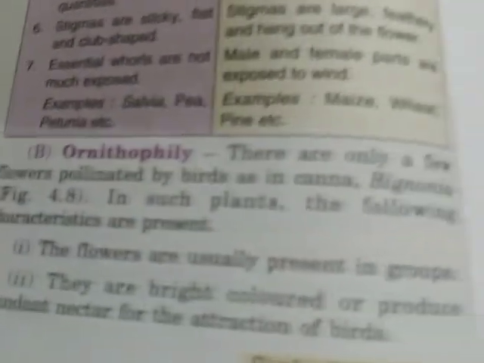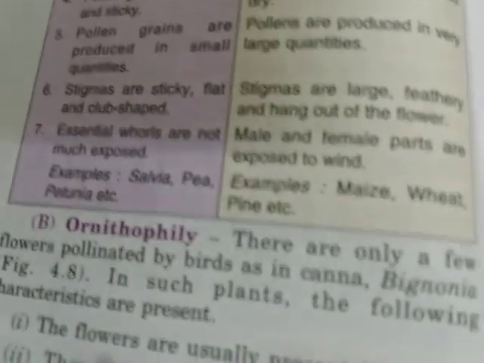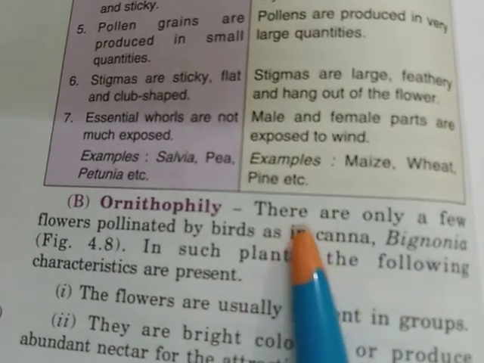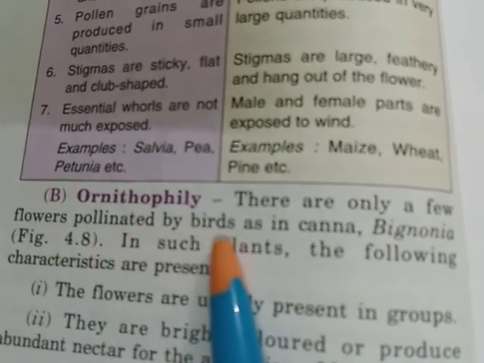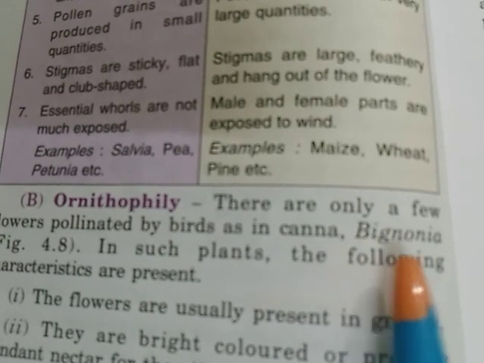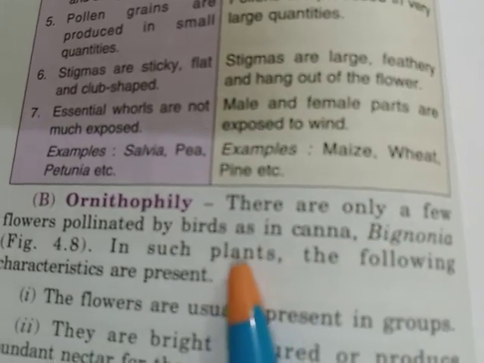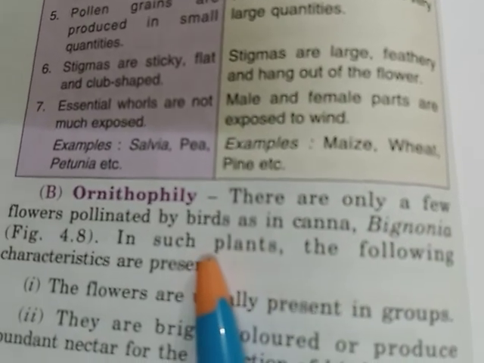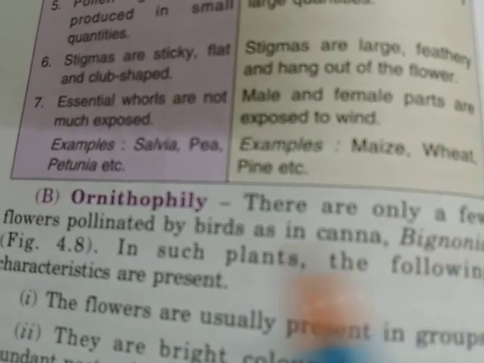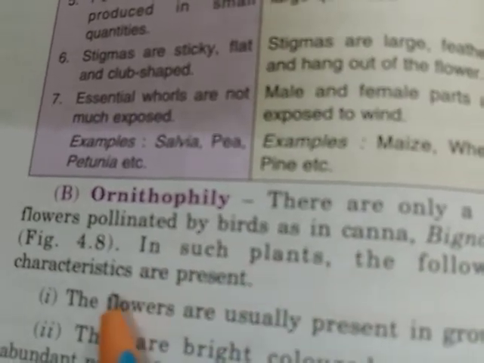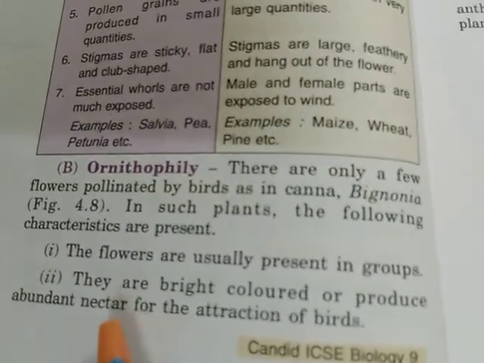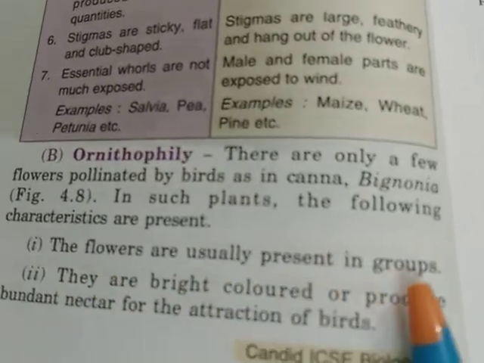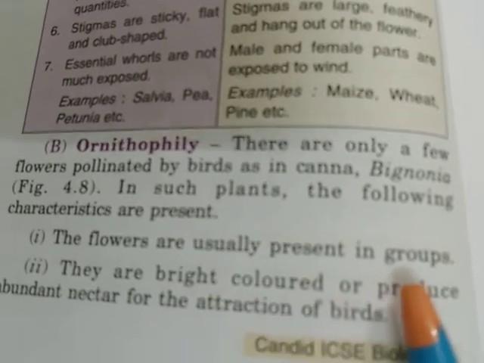Today we will study about ornithophily, that means pollination by birds. There are only a few flowers pollinated by birds, as in canna and begonia. In such plants, the following characteristics are present. Now we'll see the characteristics of ornithophily. The flowers are usually present in groups.